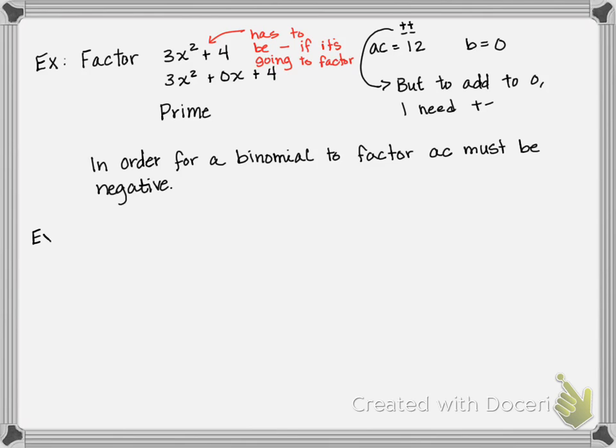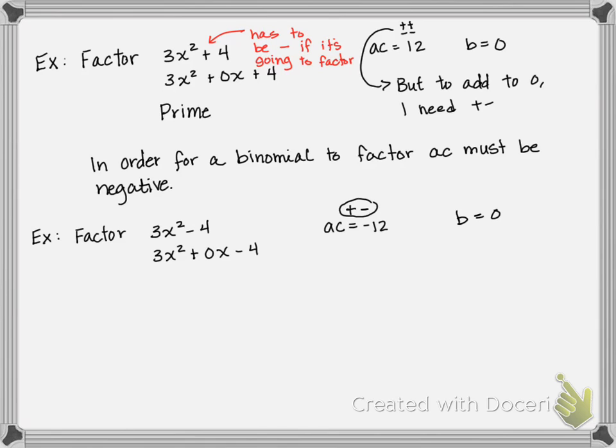So let's try one that does have subtraction. I mean, heck, what if we just said factor 3x squared minus 4 instead? That takes care of the problem, right? I needed a negative for my AC, so we're going to rewrite this as 3x squared plus 0x minus 4. And so now AC is negative 12, which means that I'm going to have a positive and a negative, which we said is what we need in order for this to factor. And then B is 0.